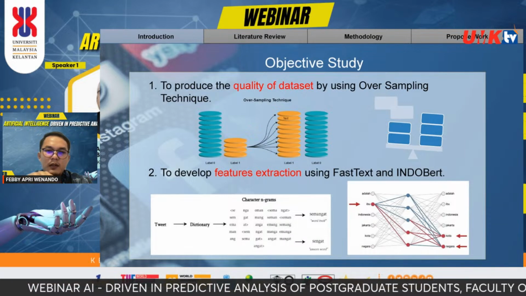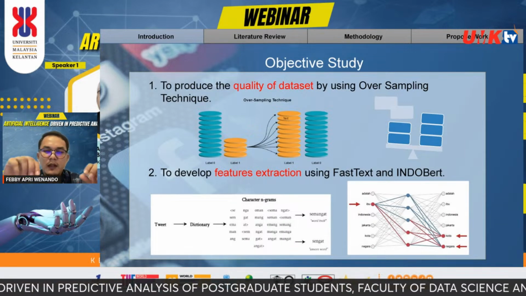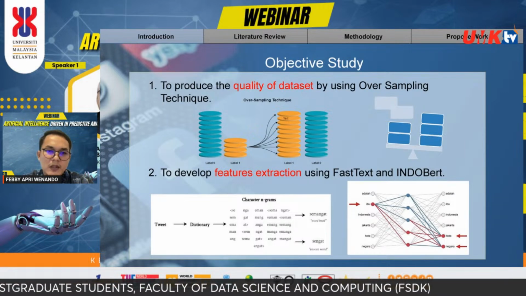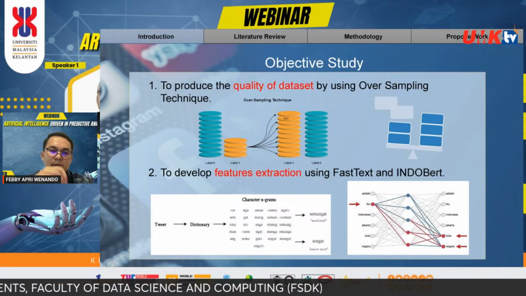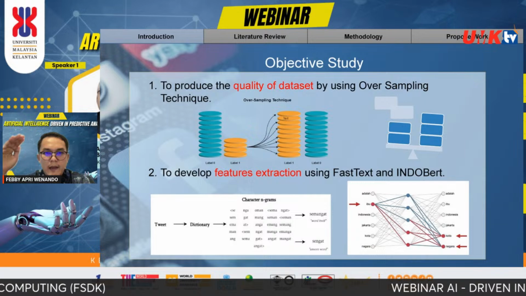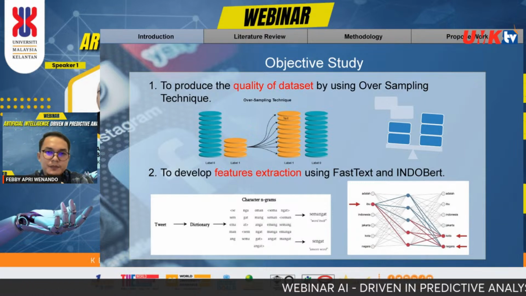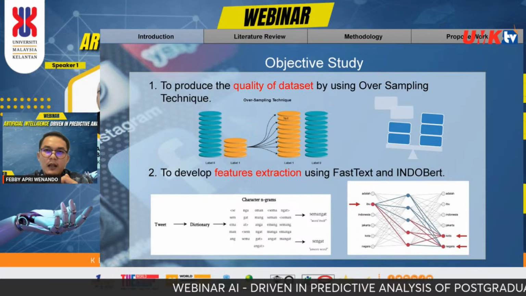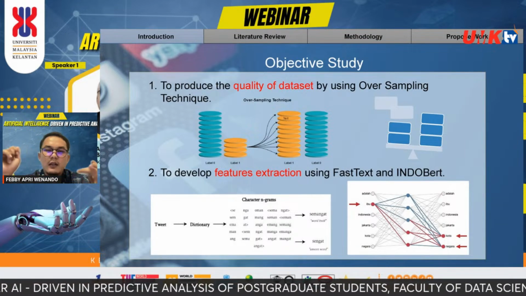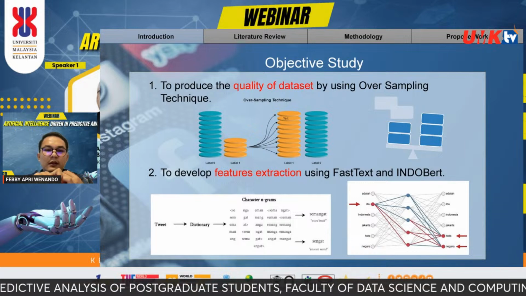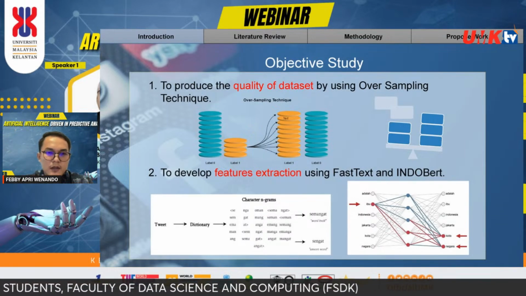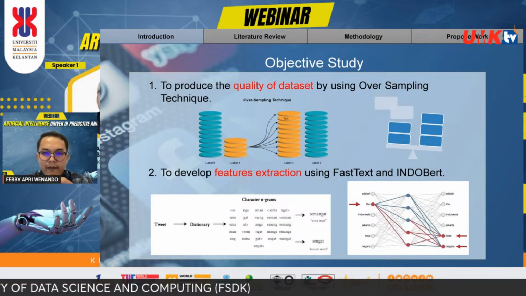The next one is the oversampling technique. Oversampling is the technique I use in my research. That is how we make the minority class the same size as the majority class. Examples of oversampling techniques are ADASYN, SMOTE, and many more. And the second objective of my study is to develop feature extraction using FastText and IndoBERT.